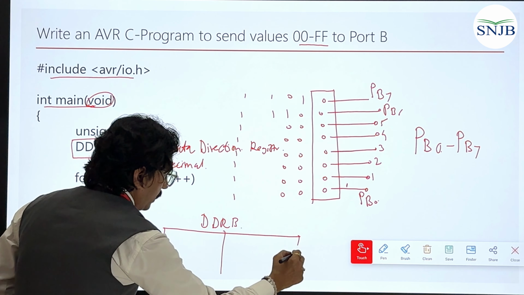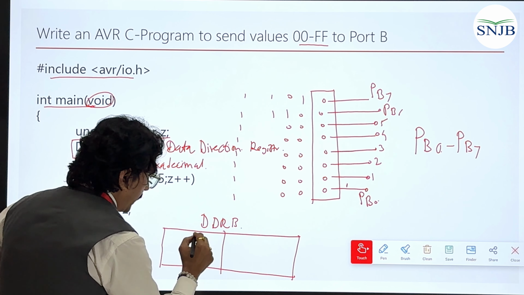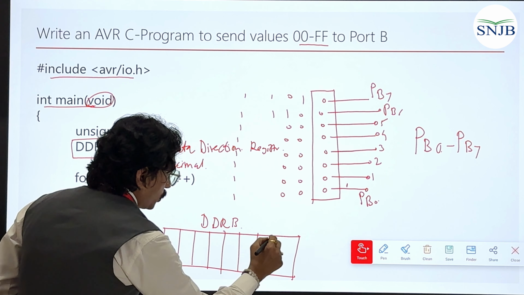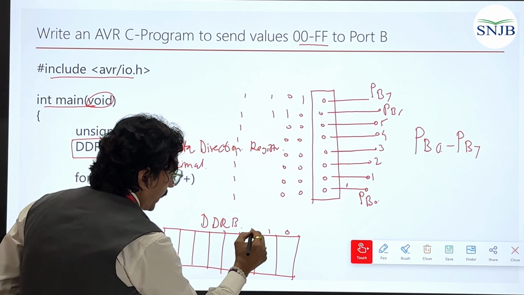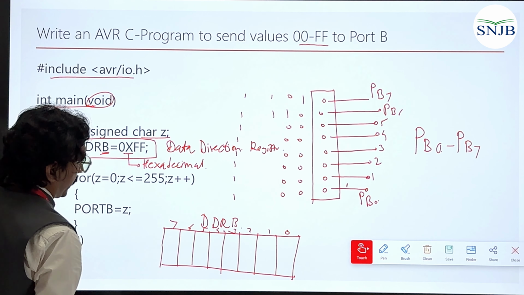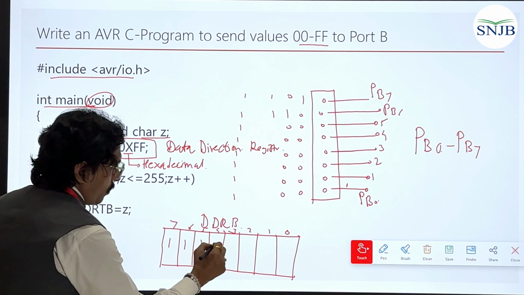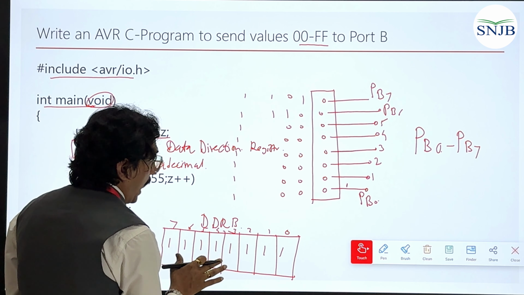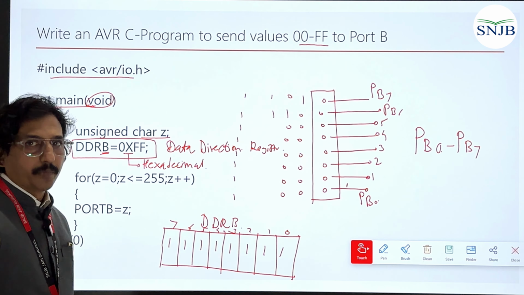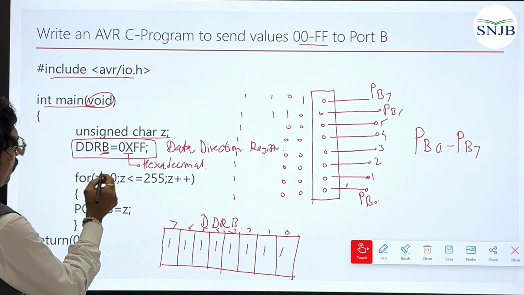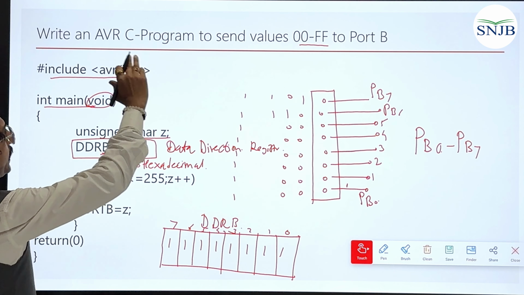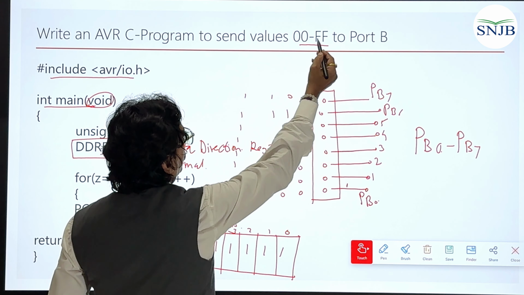For example, this is the DDRB structure. So this is the least significant bit, 5th, 6th and the most significant bit 7. If I put one value, then our port is configured as an output port. This is the meaning. So this is configured as an output port. So what is expected now? We have to send the values from 0 to FF.